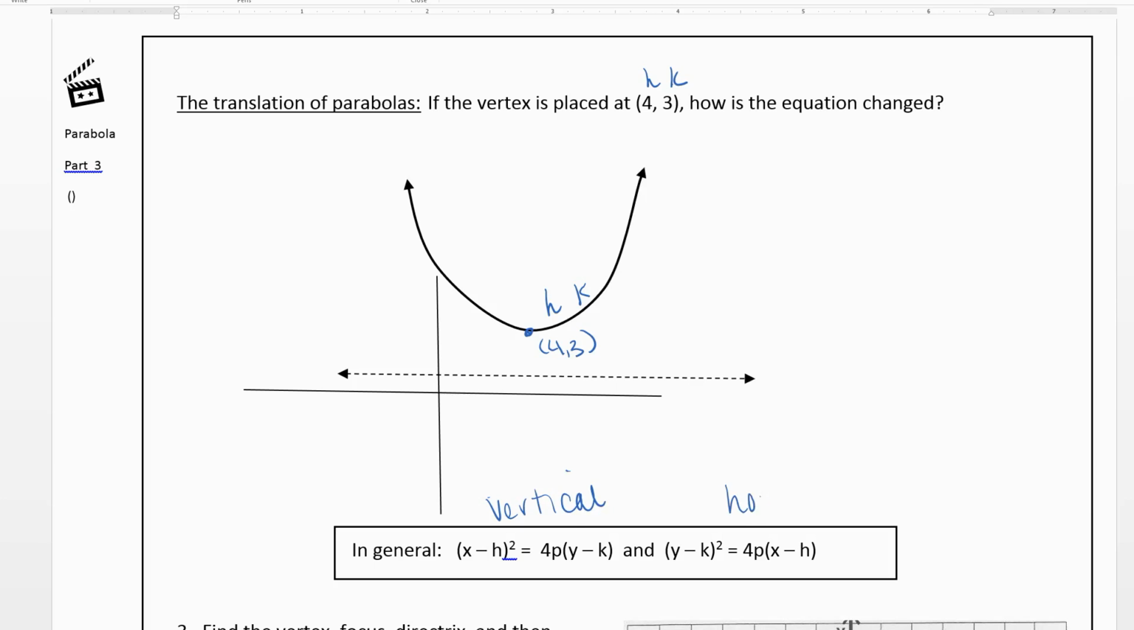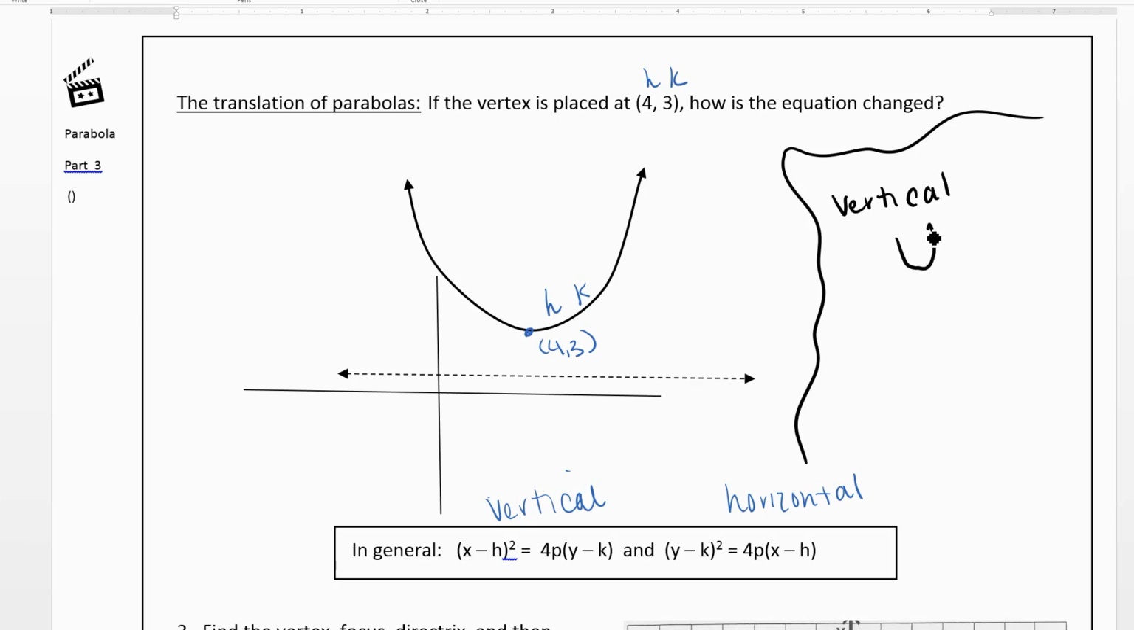And for the horizontal, we'd have (y - k)^2 = 4p(x - h). Okay, so just kind of as an aside and to remind you, if you have a vertical one, that means it's going up or it's going down. It's going up if p is a positive number, and it would be going down if p is negative.